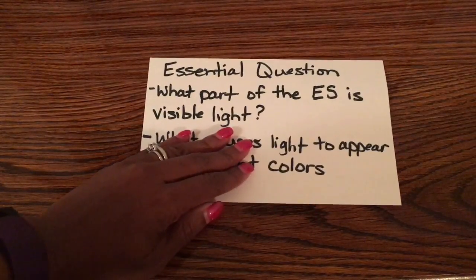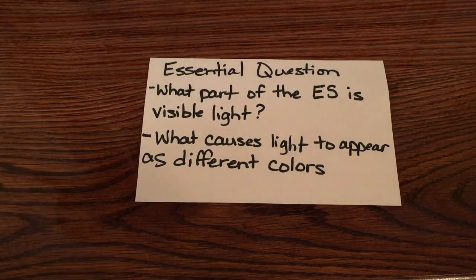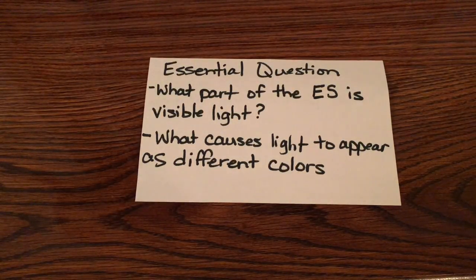We're going to look at the essential questions, which are really important for you guys. So by the end of this lesson, you should be able to answer these questions, which is what part of the electromagnetic spectrum is visible light. So we're going to look at where we can find visible light on the electromagnetic spectrum, so you're going to be very familiar with the electromagnetic spectrum. And what causes light to appear as different colors. So why do we see red? Why do we see white? Why do you see black? Why do you see those colors? So we're going to take a look at those things.